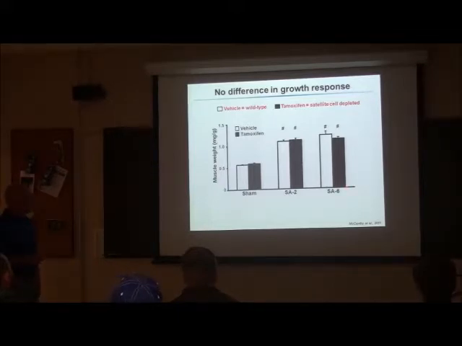And then we went out to 6 weeks, and while it's not statistically different, it looks like maybe we would call this long-term hypertrophy. And I'll show a little bit of data at the very end that actually when you go out to 8 weeks, you do see that the hypertrophic response is blunted when you do not have satellite cells.